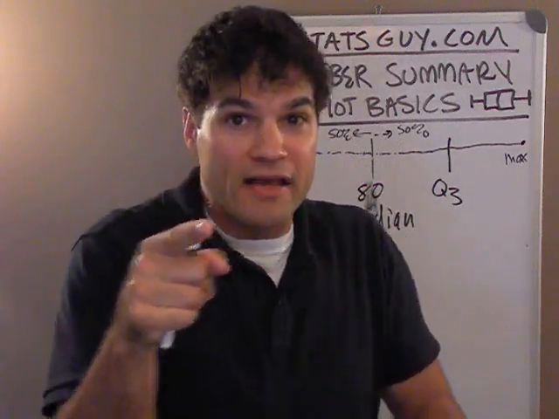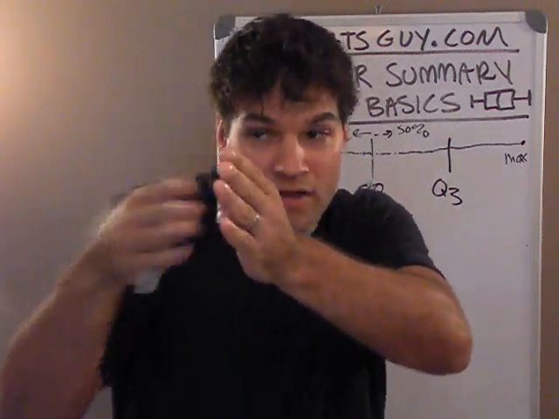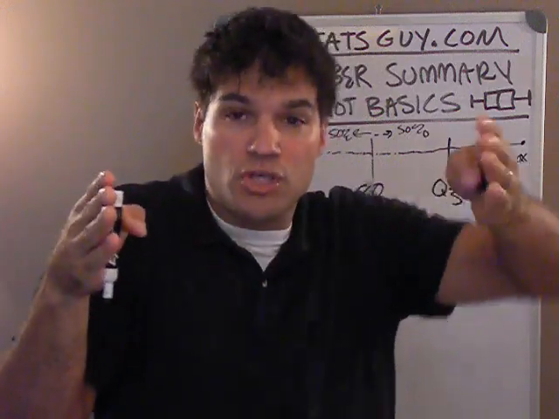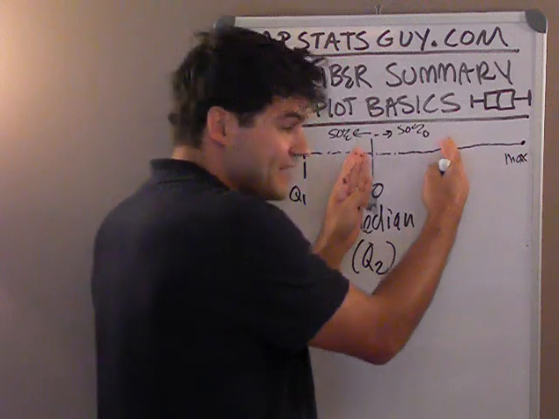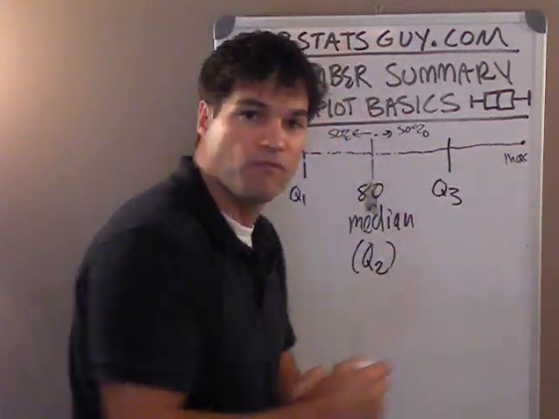So Q1 is the end of the first quarter of data. Q2 is at the end of the second quarter of data, this quarter. Q3 is at the end of the third quarter of data, and Q4. So suppose these are the numbers.